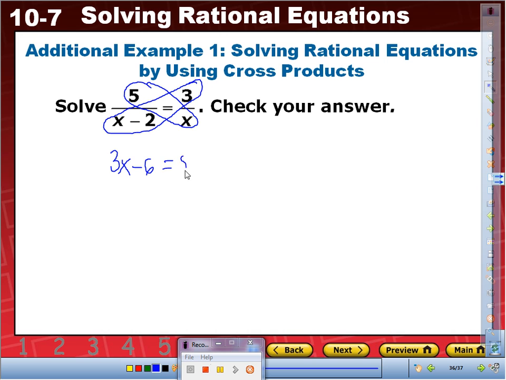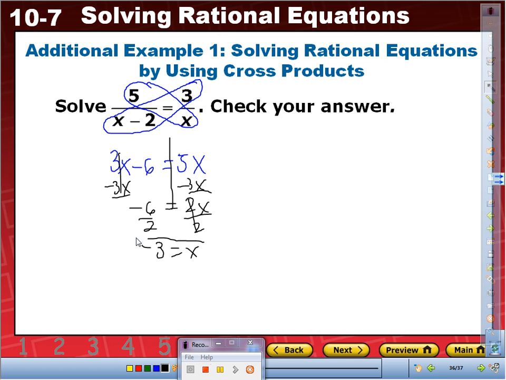What is 5 times x? 5x. To solve that, this takes us back to the beginning of the year. We did some of these. Remember that? Therefore, simplify. Can we simplify anymore? No. Isolate. Get all variables to one side. Where do I start? 3x. So I subtract 3x, subtract 3x. I'm left with negative 6 equals 2x. Divide by 2, divide by 2. Negative 3 equals x. Copy that, please.